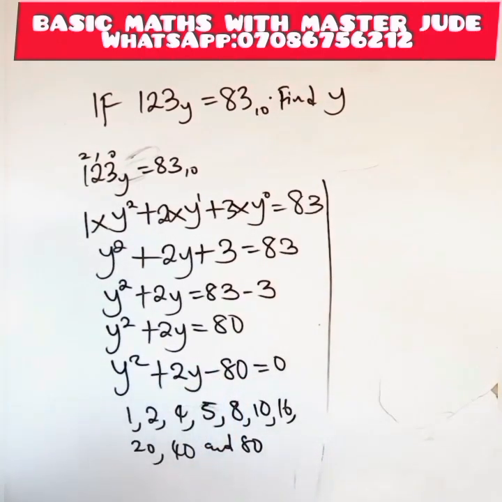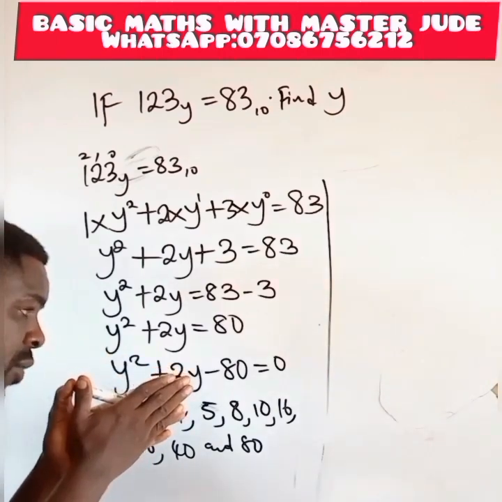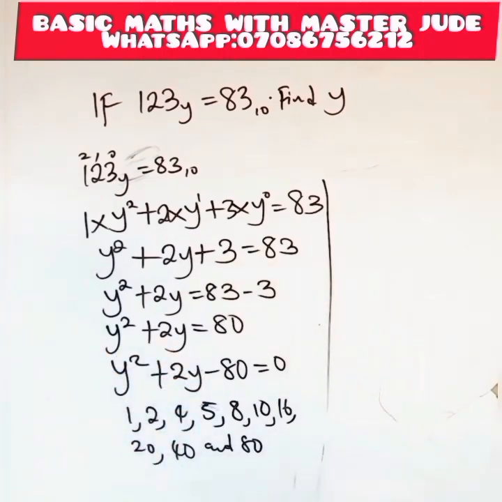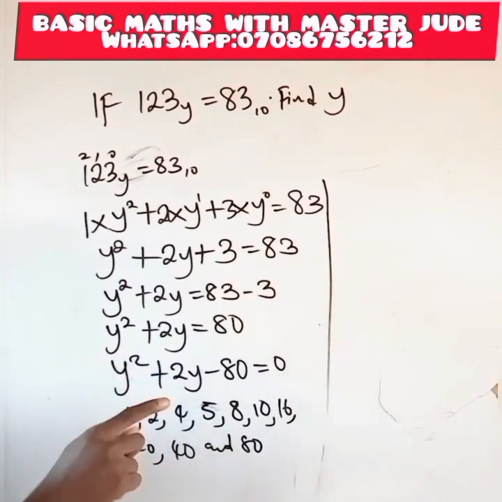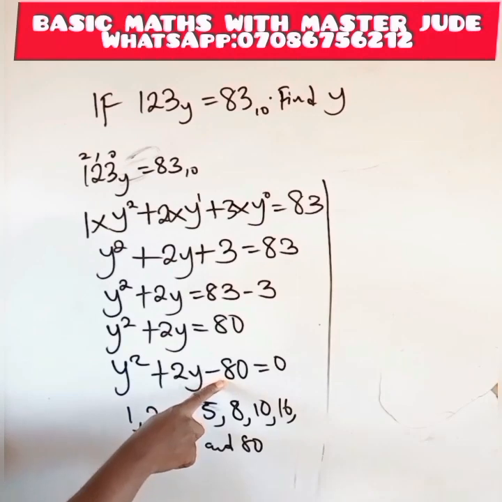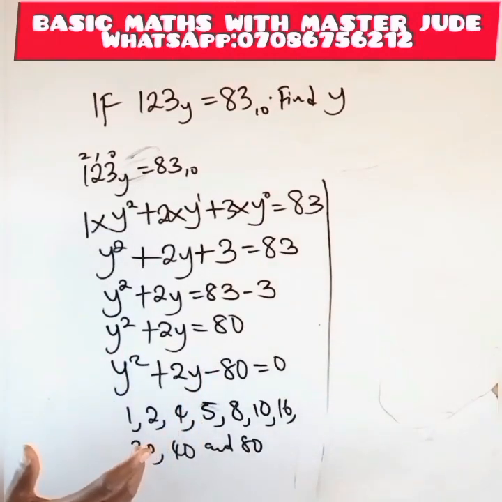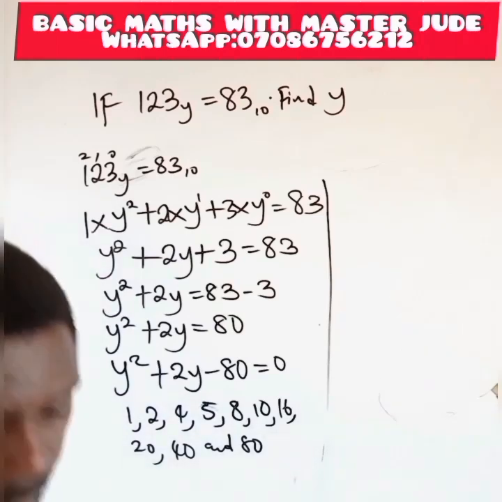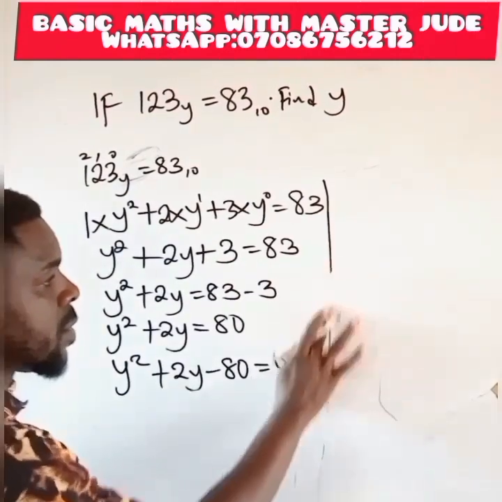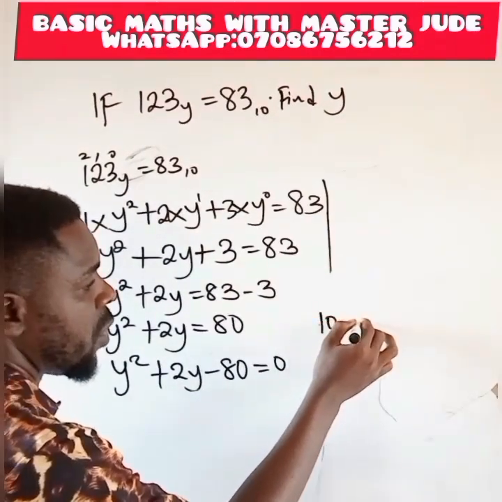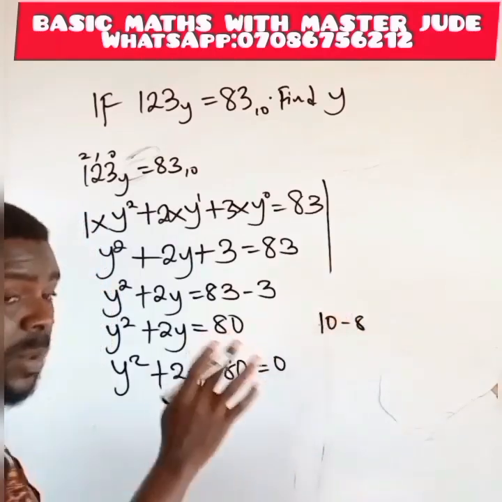Then if you multiply, you are going to get minus 80. And the two numbers we can pick here are 8 and 10. Because 10 minus 8 will give us 2. Then 10 times minus 8 will give us minus 80. So the two numbers you are going to pick are 10 and minus 8. These are the two numbers we picked.